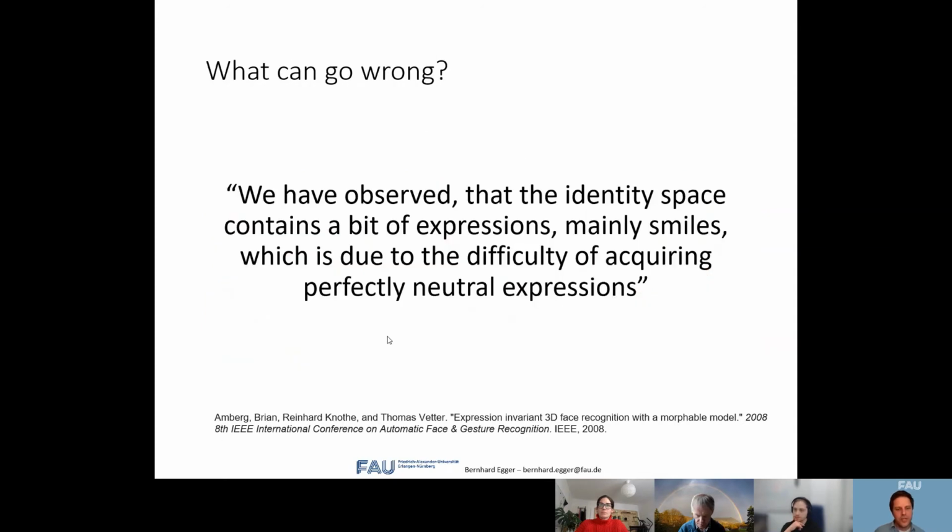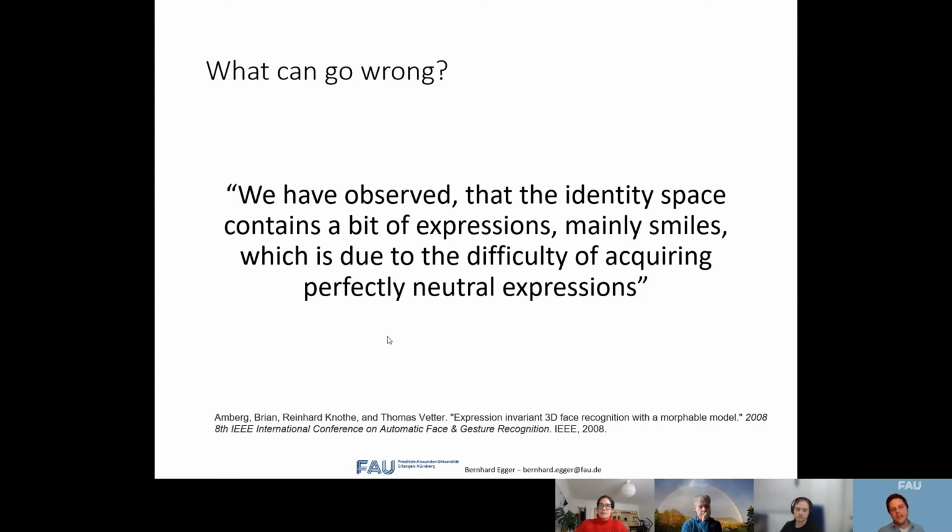And if you read in the first paper that proposed such an expression model, it was written, we have observed that the identity space contains a bit of expressions, mainly smiles, which is due to the difficulty of acquiring perfect neutral expressions. So in that paper, they observed that not everybody has the same face expression if you tell them they should have a neutral expression, and that's what we asked them to do in the scanner. And then they assumed that that's the reason why they observed some smiles in the model.